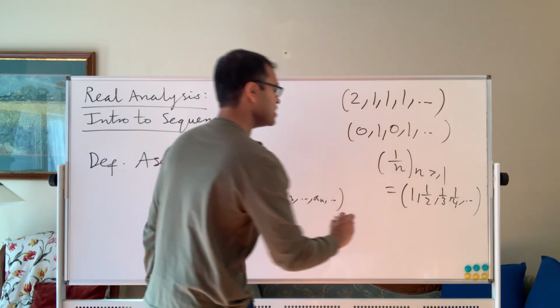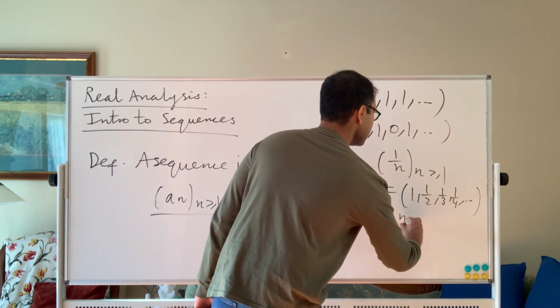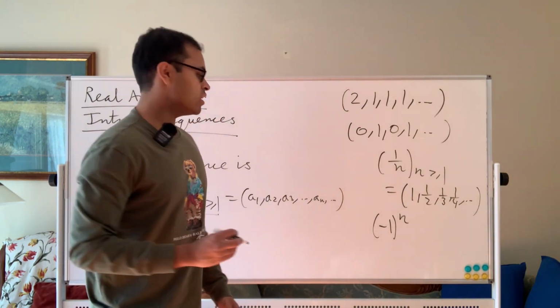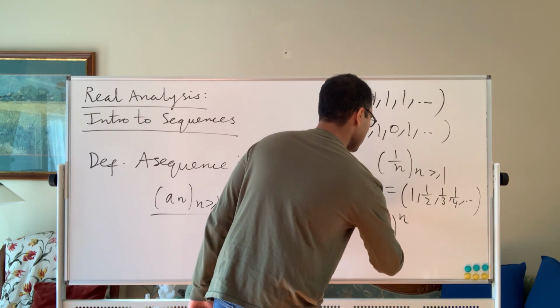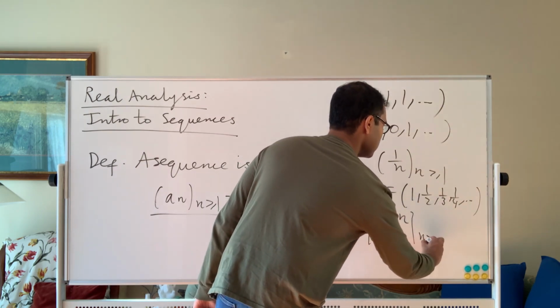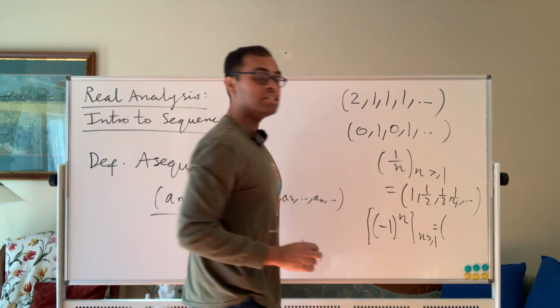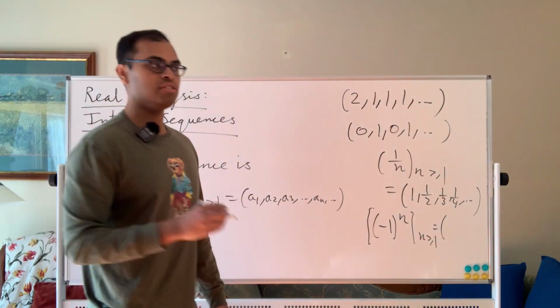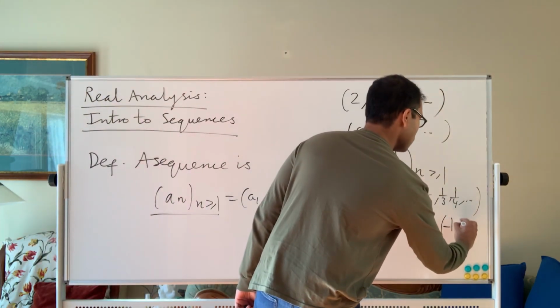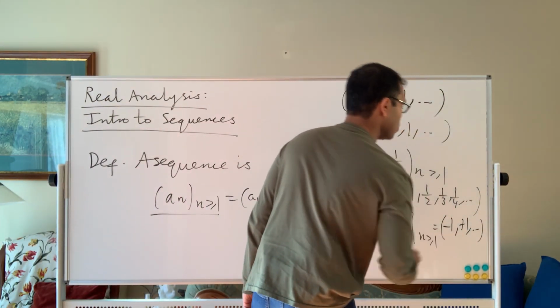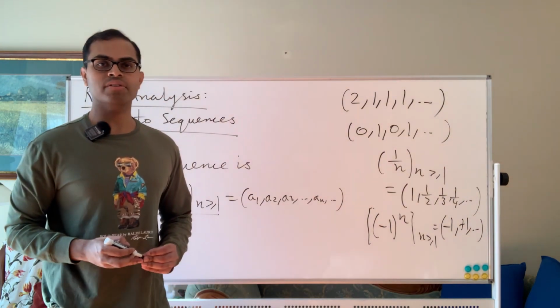You could also have another sequence that looks like this, which is (-1)^n, where n is at least 1. This is just a sequence which alternates. If n is 1, it's -1. If n is 2, it's +1. So it becomes -1, +1, dot dot dot, just alternating. These are all examples of sequences.